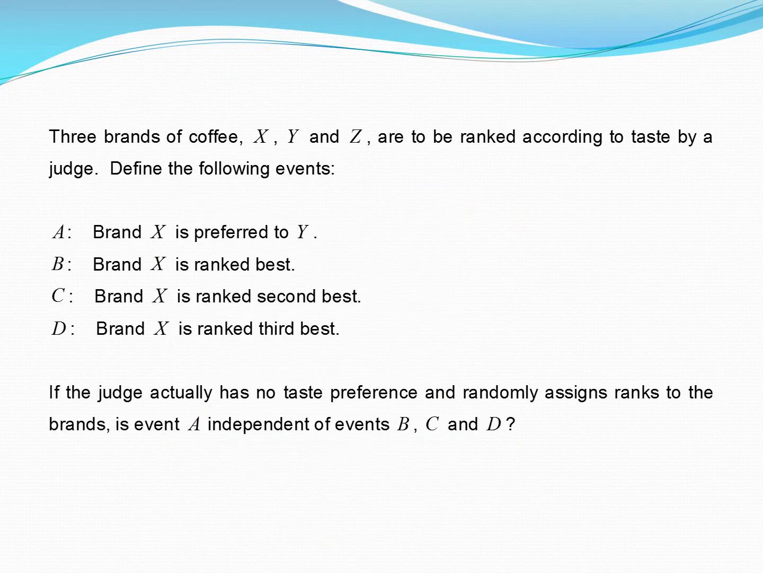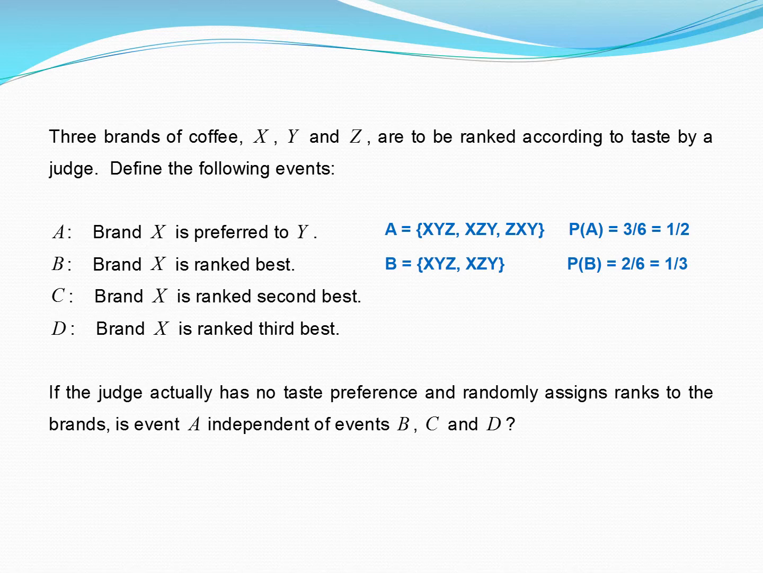Then they define the events as follows. A is the event that brand X is preferred to Y. That means that we will look at all the outcomes where X was in front of Y. So our probability of A will be 3 over 6 or a half. Event B is defined as brand X is ranked best. So there you will look at all the outcomes where X was in the first position, and the probability of B will then be 2 over 6 or 1/3.